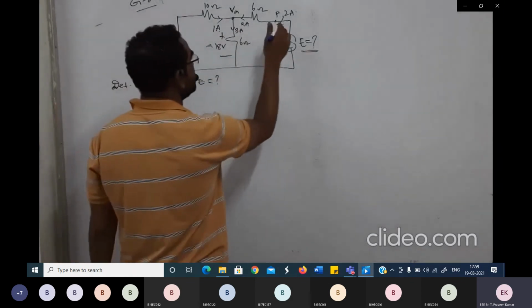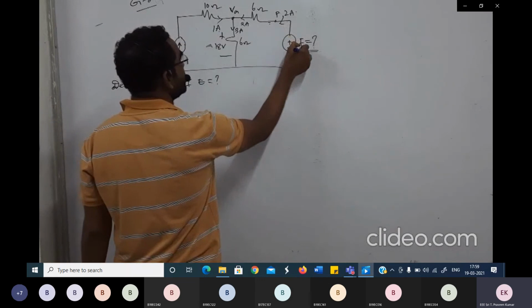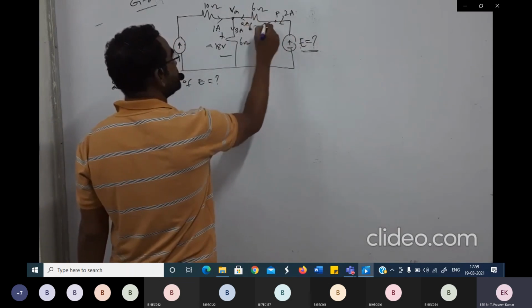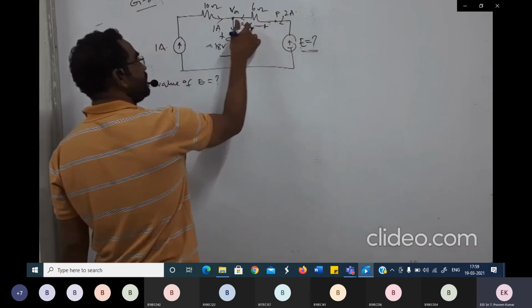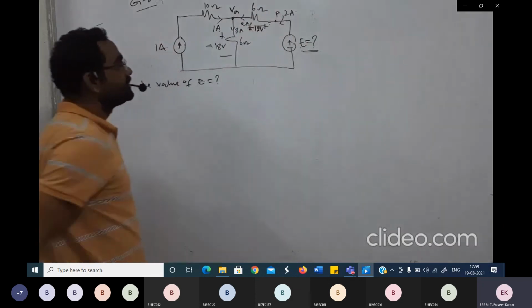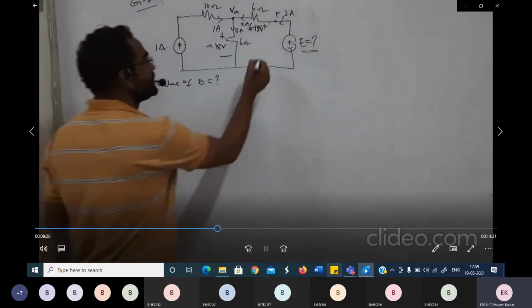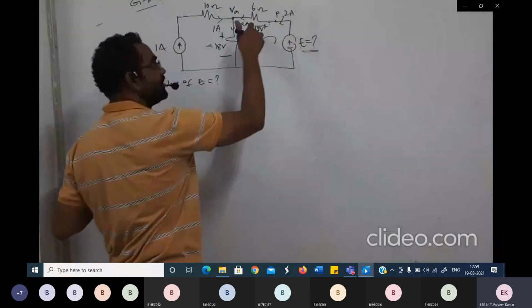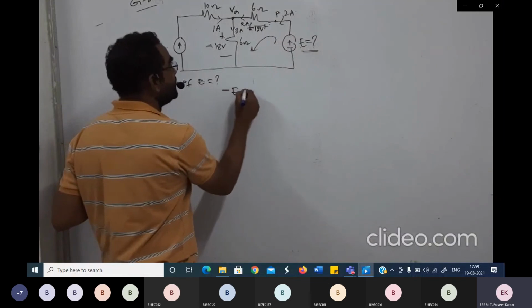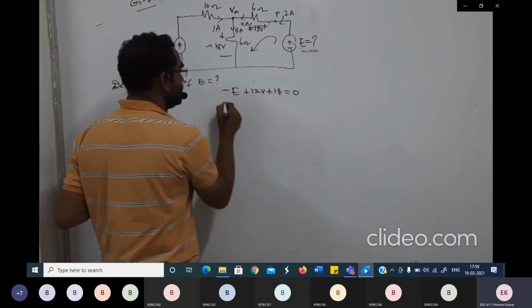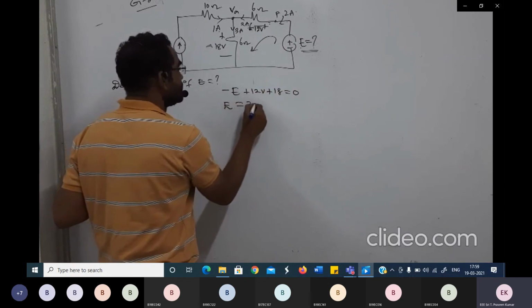Similarly, this is E which is to be calculated. This 2 ampere current is going through this, and this is the direction of the current, higher potential to lower potential. 2 multiplied by 6 is 12 volts. Now we just apply KVL here, in this direction because this is the direction of the current. So this is minus E plus 12 volts plus 18 volts equals 0. It means that E equals 30 volts.